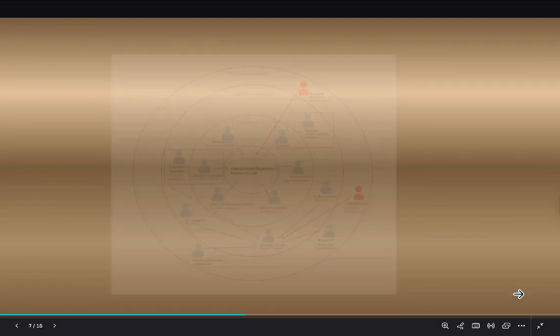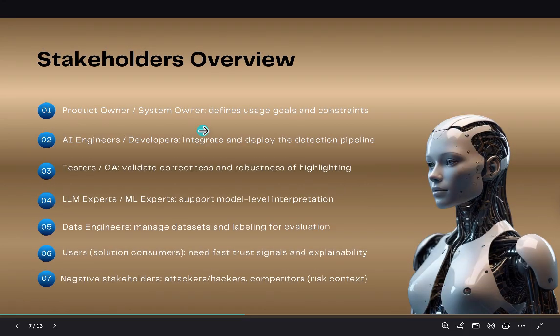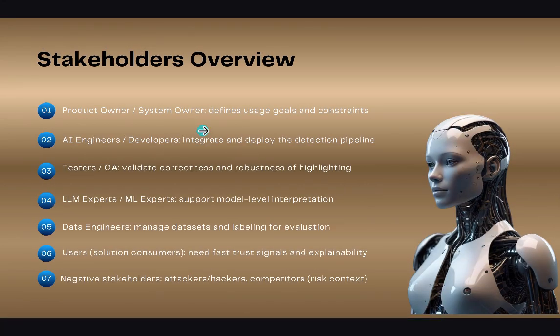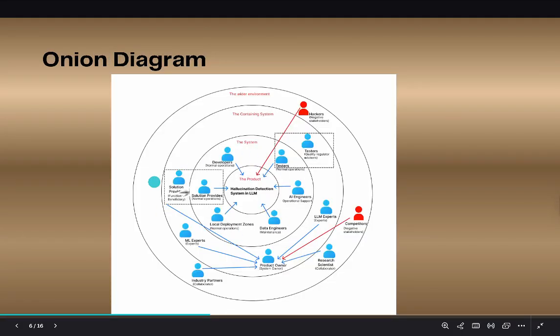Next I have the stakeholder overview. In the onion diagram we identified our stakeholders, and then we go through these stakeholders.